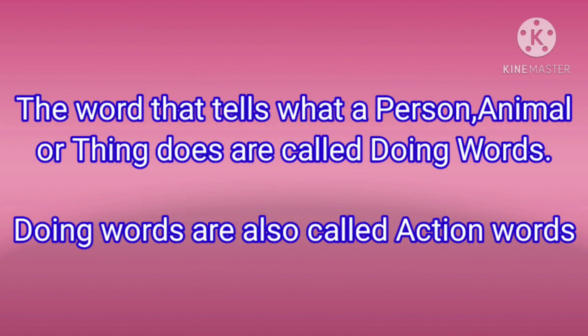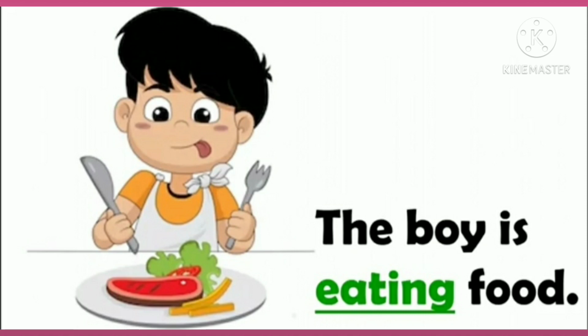So dear children, what are doing words or action words? Let us see. The words that tell what a person, animal or thing does are called doing words. Doing words are also called action words. Let us find some examples. The boy is eating food. See the word underlined in green letters. Eating. Here, eating is the action word. The boy is performing an action. What is the action? He is eating. So, eating is an action word or doing word.